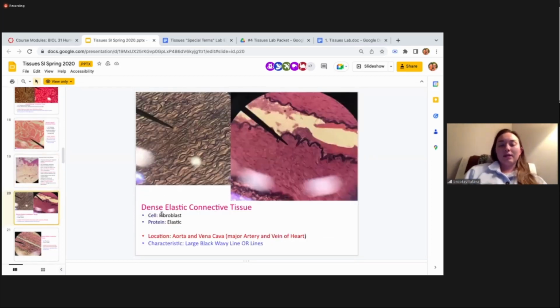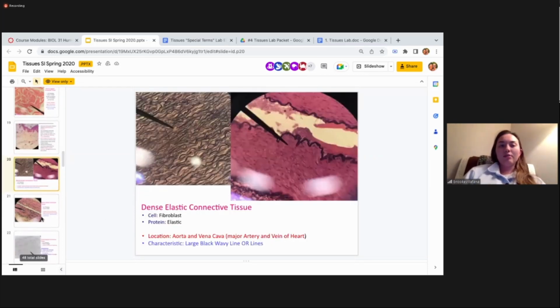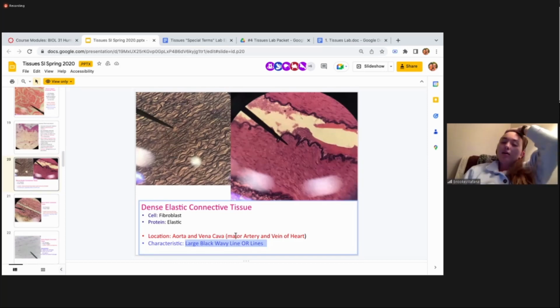Dense elastic connective tissue. So this is a confusing one. What you want to look for is the large black wavy line or lines. This is found in the aorta and the vena cava. They are the major artery and vein of your heart. So large black wavy line or lines.